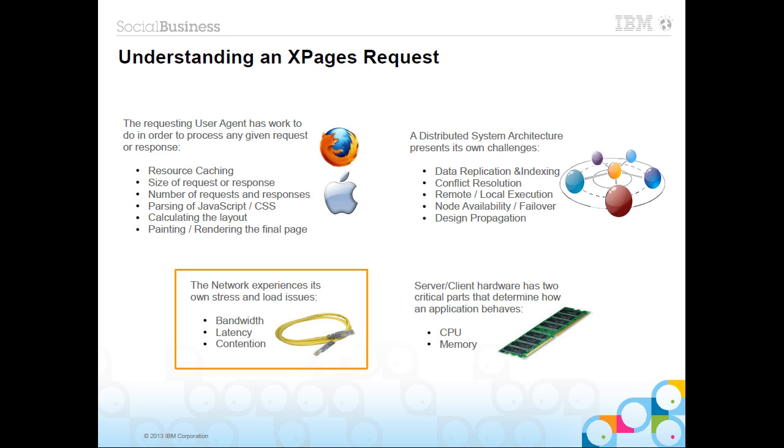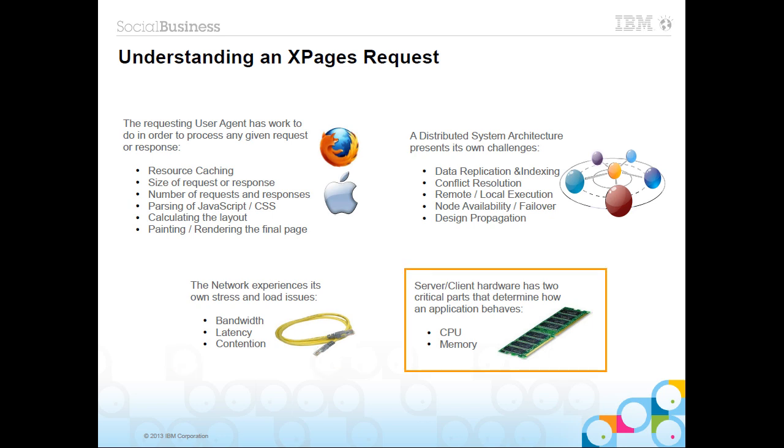A network experiences its own stress and load issues, both with hardware and software. There is bandwidth, latency, and contention issues, which will also account for a portion of time for any given request or response. Finally, there is the underlying server or client hardware. The hardware has two main critical parts that will determine how an application behaves. There is the central processing unit, or the CPU, but also memory. And that memory can be either physical or virtual.